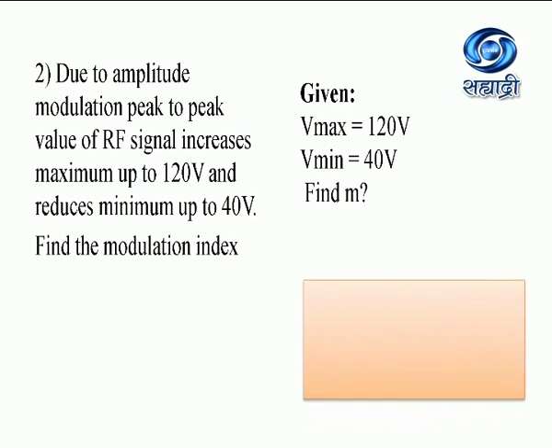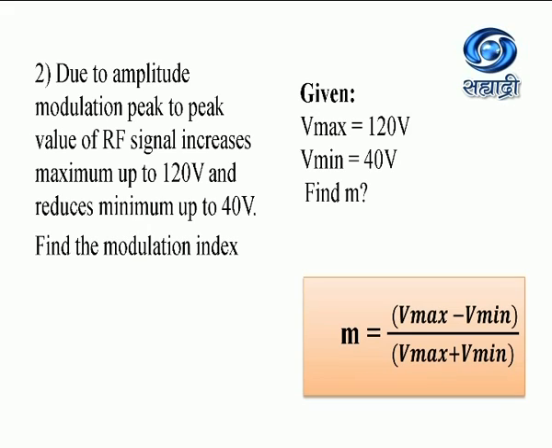Second example. This example is related to practical use, that's why I have given it. Due to amplitude modulation, the peak to peak value of the RF signal increases to a maximum of 120 volt and reduces to a minimum of 40 volt. Find the modulation index. The given values are V maximum as 120 volt and V minimum as 40 volt. We have to find the modulation index, that is M. Here we use the practical formula: V maximum minus V minimum divided by V maximum plus V minimum. You will get the answer.